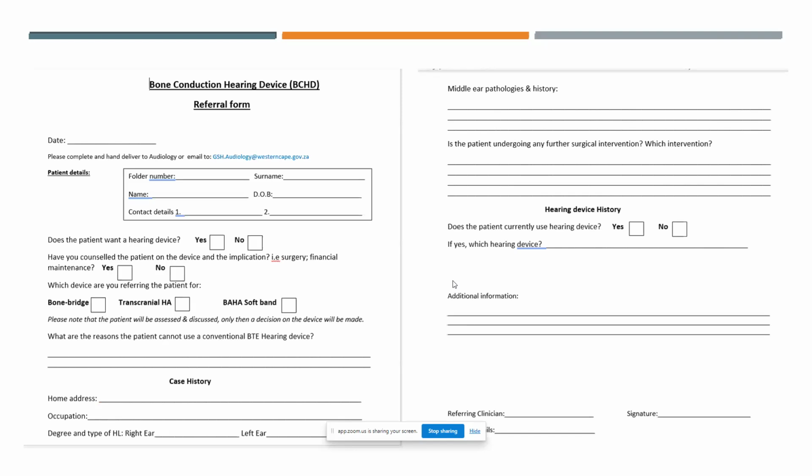And this is the referral form that we have. It's a new one. You might have one from a long time ago. Please delete and discard it. I will be distributing this one via email, and there will be copies at ENT and Audiology OPD. We please ask that you give as much detail as possible in this referral so that we can have something to discuss at the meeting.